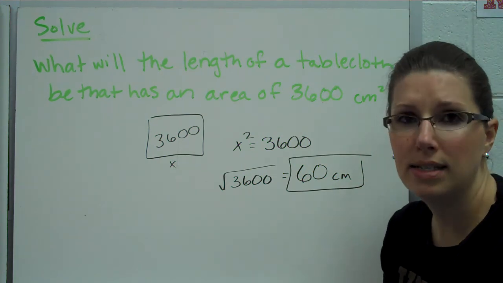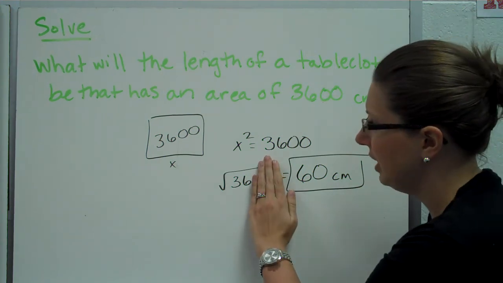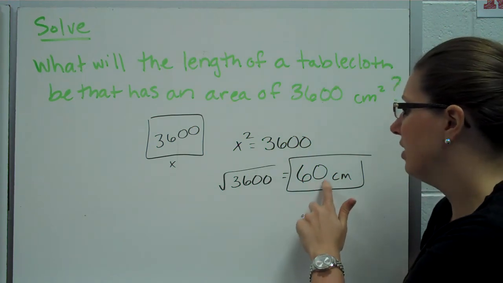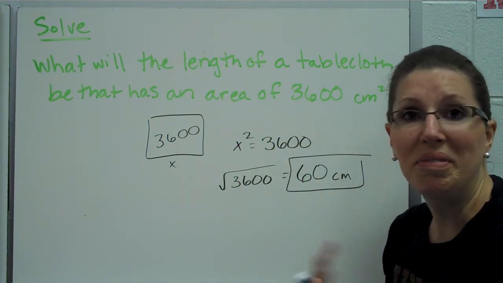I knew the answer was 60 because the square root of 36 is 6. And so if I just add another 0, that gives me my answer.